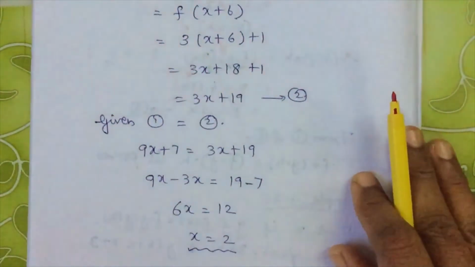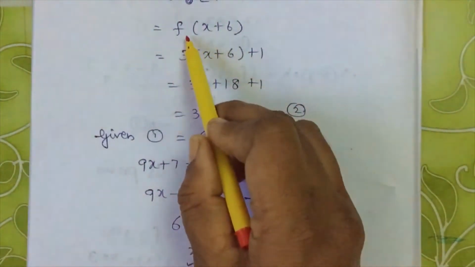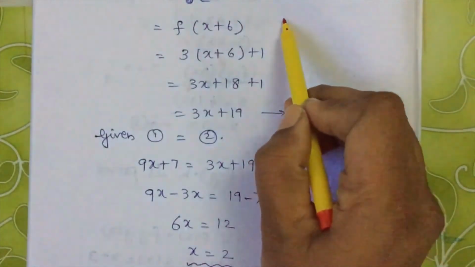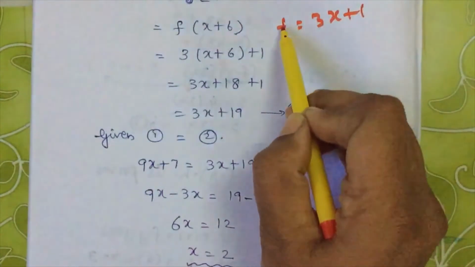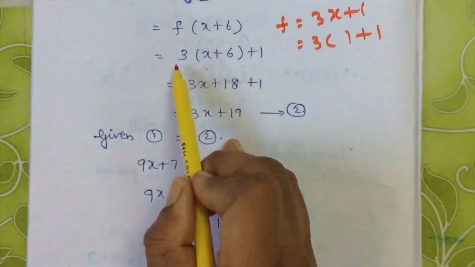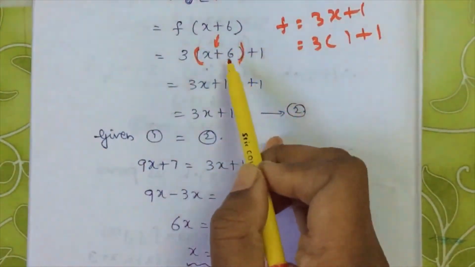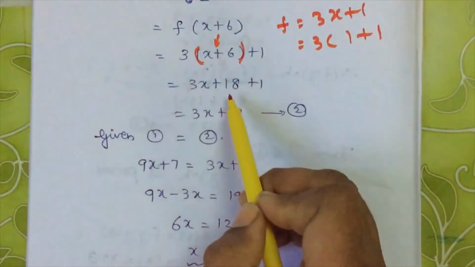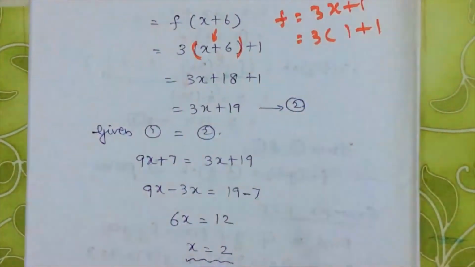So in the next step, 3 into f, simplify and you will get f of x plus 6. So what is your function f here? Function f is 3x plus 1, as given in the question. So remember that as 3 into something plus 1. So for 3 into something plus 1, inside the bracket what should you write? Whatever is inside the bracket in the previous step, retain it as it is. So 3x plus 18 plus 1, so 3x plus 19 is your second equation.